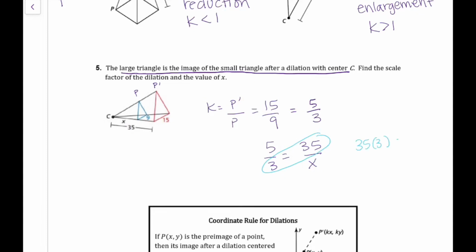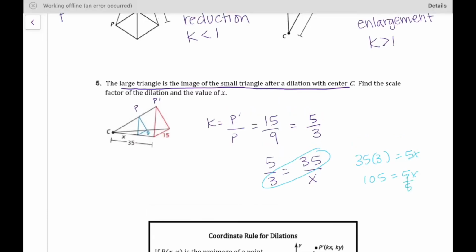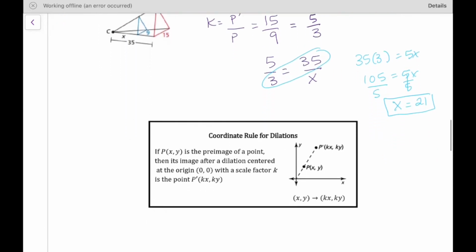I'm going to take 35 times 3, and that is going to be equal to 5 times x. 35 times 3 is 105. I'm going to divide both sides by 5. And 5 goes into 105 21 times. So x would be 21. 35 over 21 is going to equal 5 over 3.